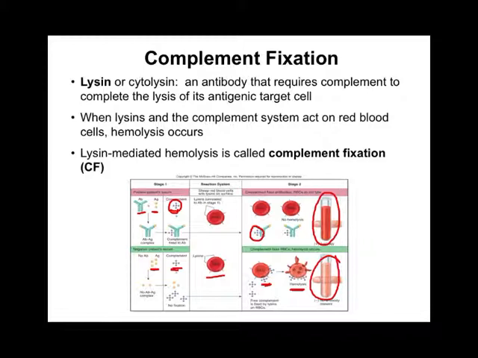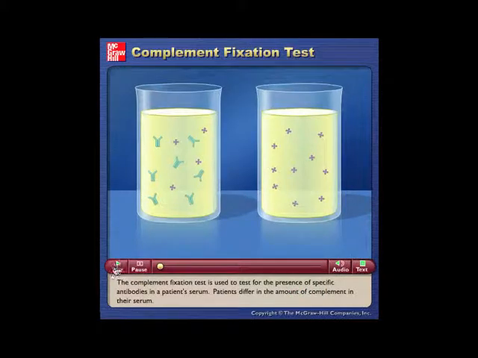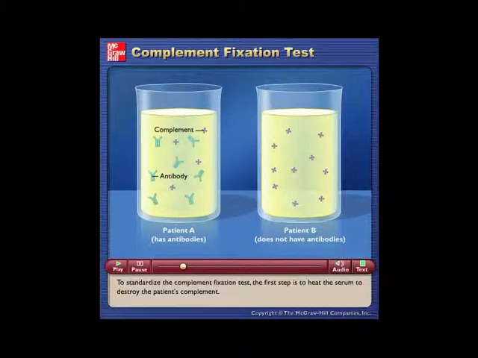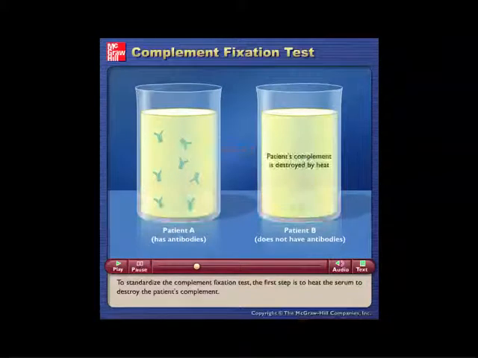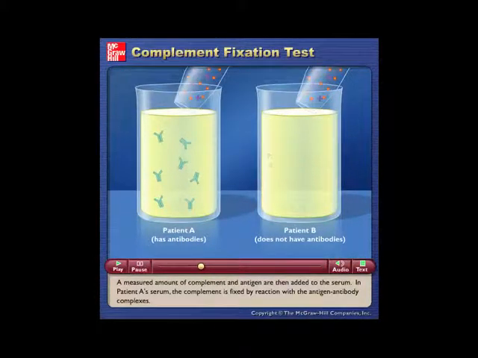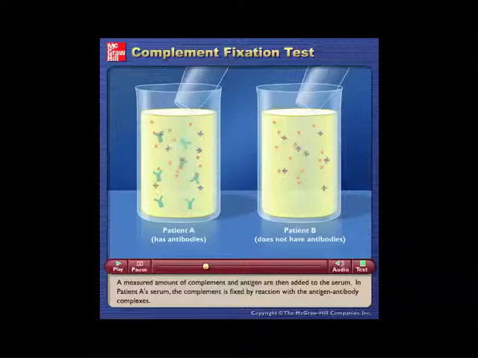Let's take a look at a quick animation to help clarify complement fixation. The complement fixation test is used to test for the presence of specific antibodies in a patient's serum. Patients differ in the amount of complement in their serum. To standardize the complement fixation test, the first step is to heat the serum to destroy the patient's complement. A measured amount of complement and antigen are then added to the serum.